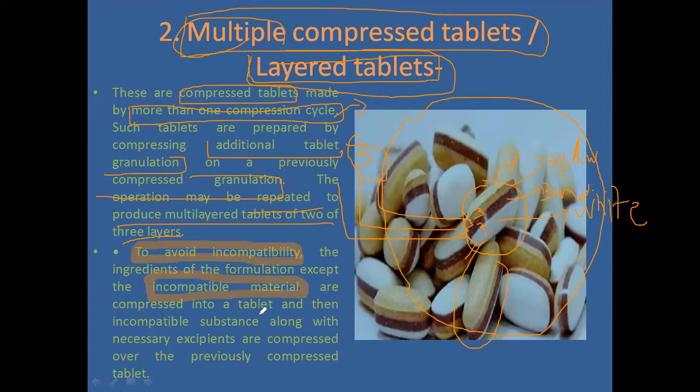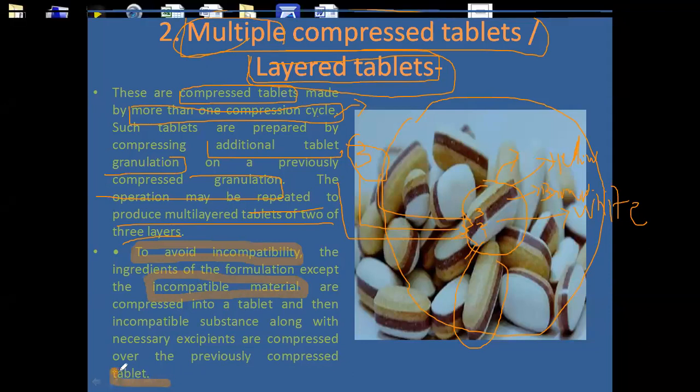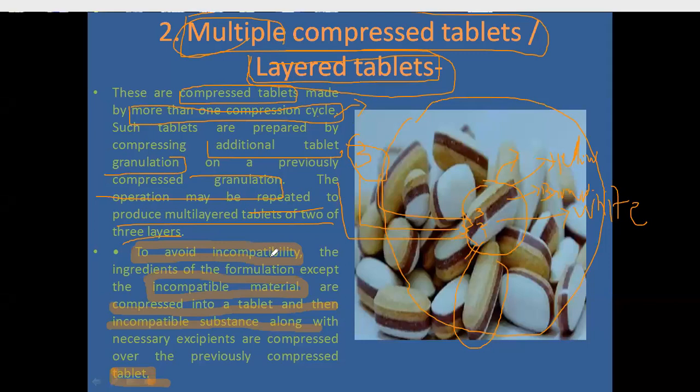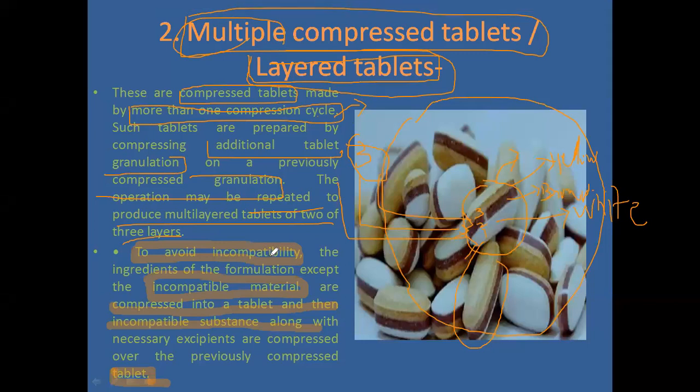The ingredients of the formulation except the incompatible material are compressed into a tablet, and then the incompatible substance along with necessary excipients are compressed over the previously compressed tablet. So from this, what is clear to you about how we prepare the compressed tablet? Normally we go for multiple compressed tablets or layer tablets to avoid incompatibility.